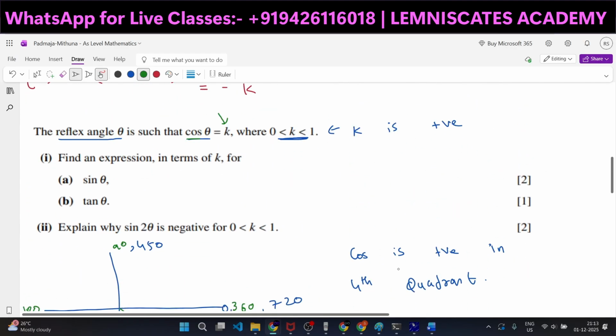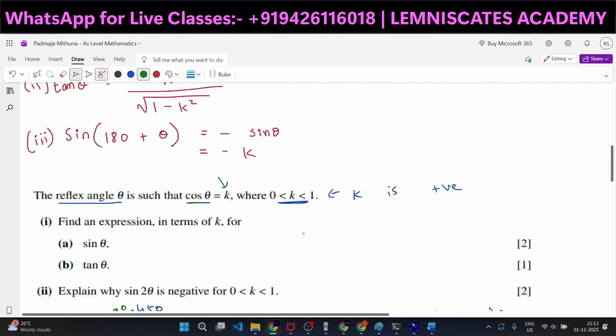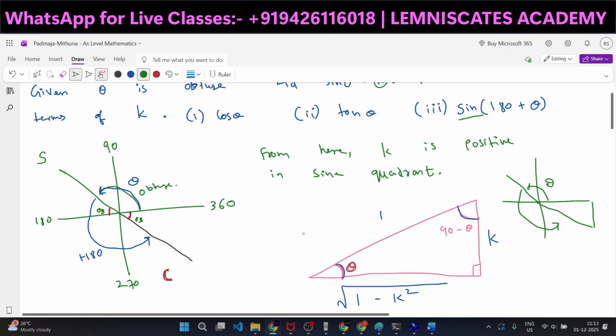And on top of that, this last question or the last part is always up to your understanding of trigonometry overall. Okay, so I hope this has helped you. Thank you so much.